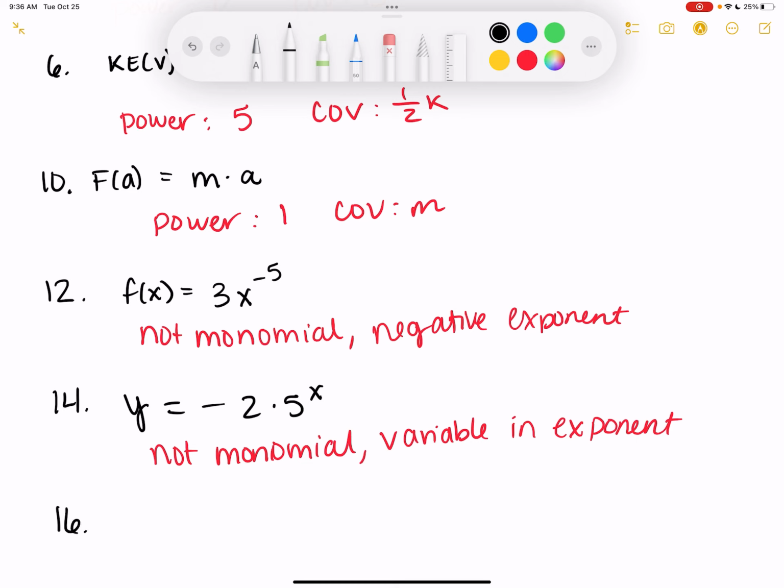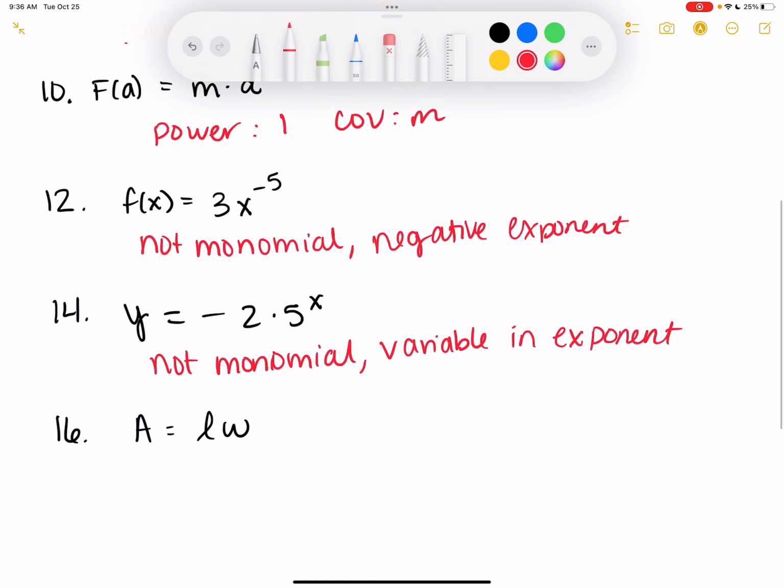All right. A equals L times W. Is this monomial? If yes, what is the degree and leading coefficient? If no, why is it not? That is such a good question. Actually, oh wait, no, it is. Yes.